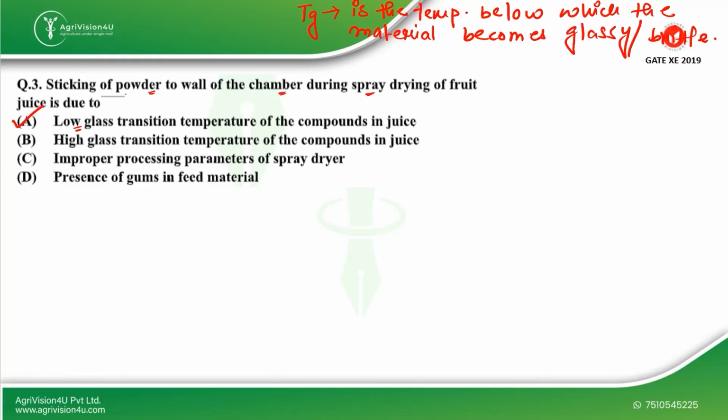That's why this will also not be my most correct option. And last one, that is presence of gums. So gums can indeed contribute to the sticking, but they are not the primary reasons.